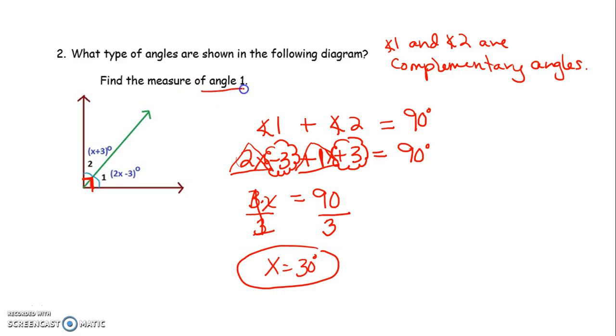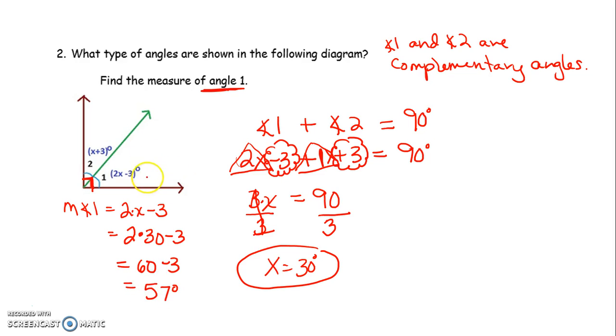But they asked us to find the measure of angle 1. Okay, the measure of angle 1 is 2x minus 3. That means 2 times x minus 3. That means 2 times, what did we get for x? 30 minus 3. 2 times 30 is 60, minus 3 is 57 degrees. So the measure of angle 1 is 57 degrees.